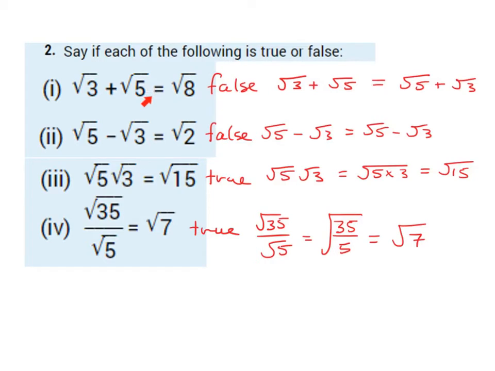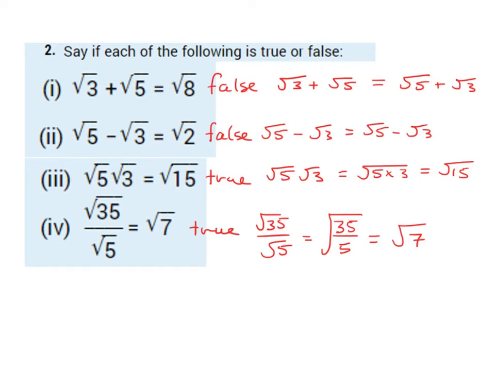That's incorrect. If you put this into the calculator, root 3 plus root 5, it will just say root 5 plus root 3. So this is the simplified version, because we tend to put the bigger number first. But either answer will do. So root 3 plus root 5 is not root 8. You cannot simply add the numbers underneath the roots.